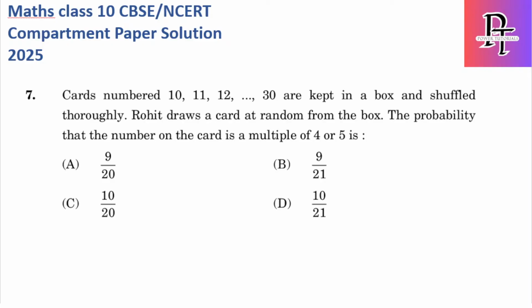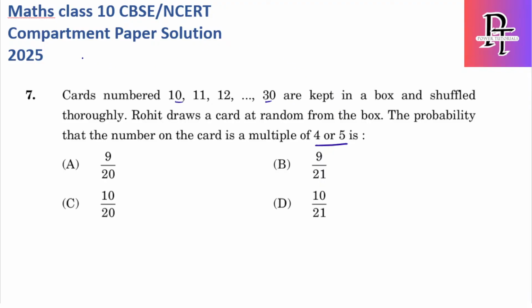So seventh question, what they are saying: cards numbered 10, 11 and so on till 30 are kept in a box and shuffled thoroughly. Rohit draws a card at random from the box. The probability that the number on the card is a multiple of 4 or 5. So let's first get what are the numbers which are multiples of 4 or 5 from 10 till 30.